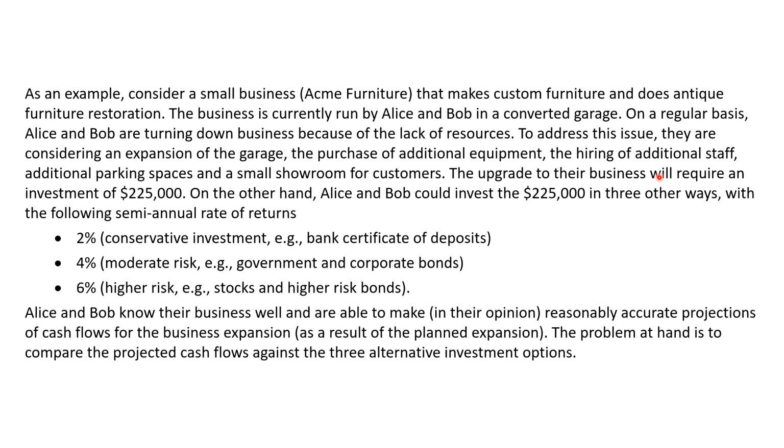The upgrade to their business will require an investment of $225,000. On the other hand, Alice and Bob could invest $225,000 in three other ways with the following semi-annual rates of return. So, 2% conservative investment: banks, certificates of deposit. 4% moderate risk: government and corporate bonds. 6% higher risk: stocks and higher risk bonds.